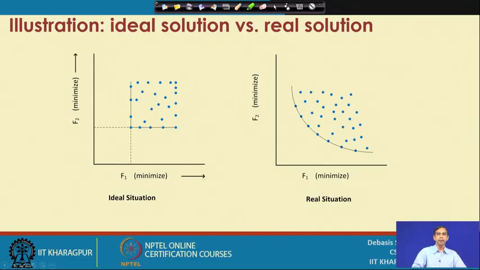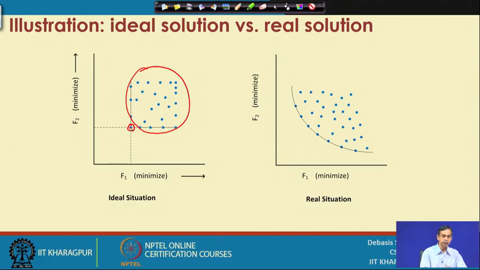Now, as another example, there may be some situations where, if we are very fortunate, we can find a unique solution where both objective functions are satisfied without any conflict. For example, here, suppose f1 and f2 are both to be minimized. If it is a minimization problem with respect to all the objectives, and these are the solutions, then out of so many solutions we can see one particular solution which is comparable to any other solution in this solution space.